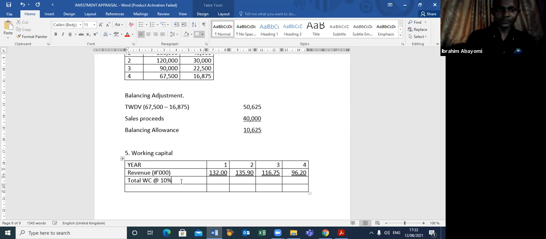At 10% of revenue. So 10% of 132 is 13.2. 10% of 135.9 is 13.59. 10% of 116.0 is 11.675, 11.68 approximately. And this is going to be 9.62.